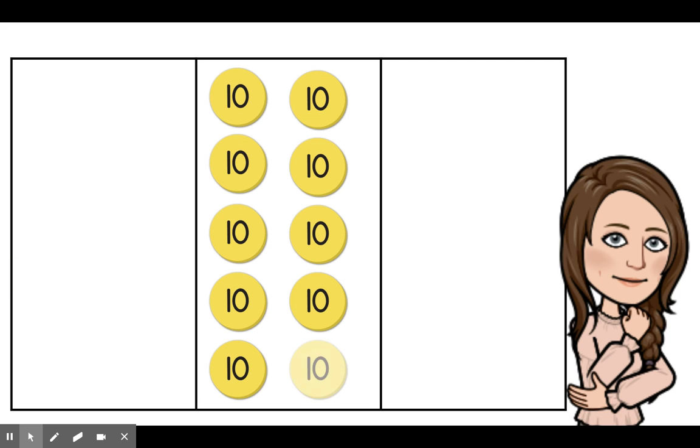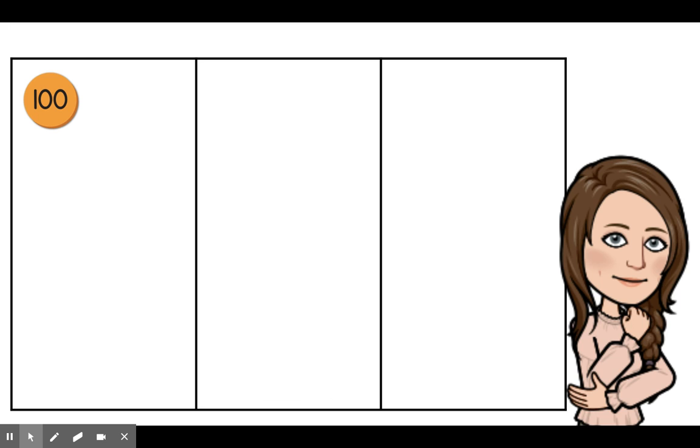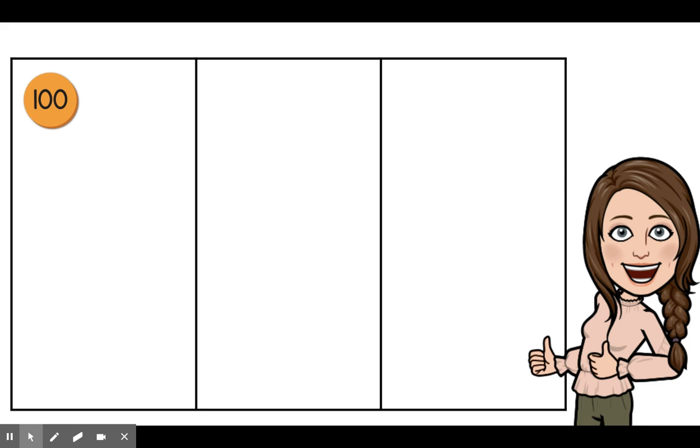90, 100. You were correct. 10 more than 90 is 100. 100 is 10 more than 90. Okay, now I have 10 groups of 10. What can I do when I have 10 groups of 10? You remembered. Trade it for one of the next largest unit, which is 100. We've made it to 100.